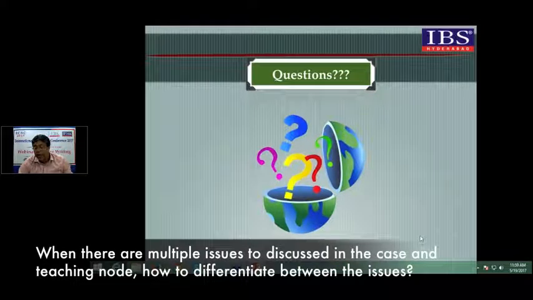So the next question is, when there are multiple issues to be discussed in the case and teaching note, how to differentiate between the issues? See, a case may have multiple issues, so there is more the need that you are arranging it and structuring the case very well. So you have to really make decisions on what are the sections you are going to put up. So after the background information, when you are talking about the core issues, that part, you will have various sections and subsections, and you have to put it up logically there. So these are all case specific, so you have to make the decision there. But those are the places. That is, after the background and before the concluding part, you should have at least some sections, or if not a section, some subsections if they are dealing with similar issues, and you are covering those things.